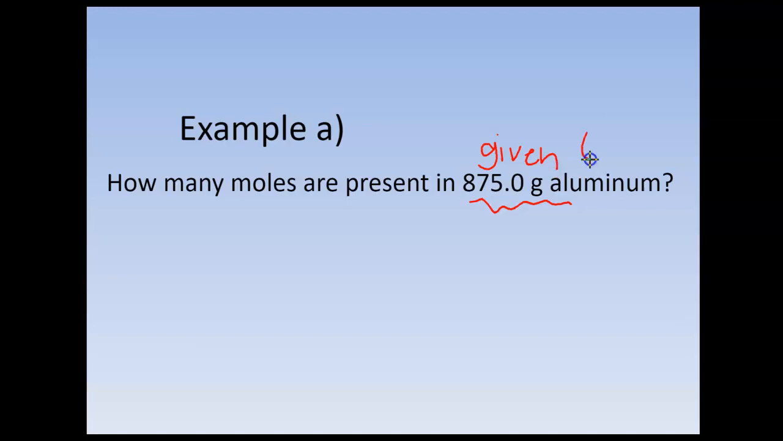And I also know that my given is 4 significant figures. Remember the rules, trailing zeros count if there's a decimal, so there's 4 significant figures there. So I'm going to start with what I'm given, 875.0 grams of aluminum, and I'm using the Al symbol for my aluminum.